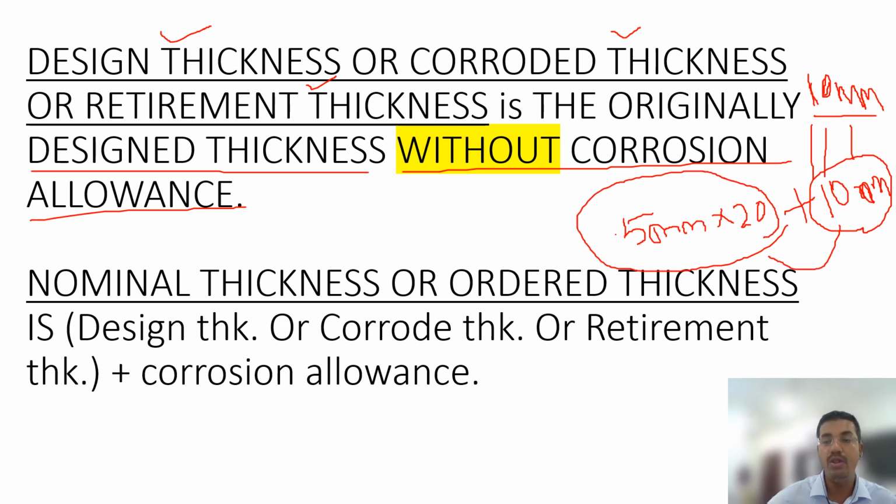I have to add both of these to find the ordered thickness, which means the purchase. I will purchase a 20 mm thick plate. I will not purchase a 10 mm thick plate; it is called the nominal thickness. You have to remember this very carefully because you will get a question from this. So nominal thickness or ordered thickness is the design or corroded or retirement thickness plus the corrosion allowance. Clear?